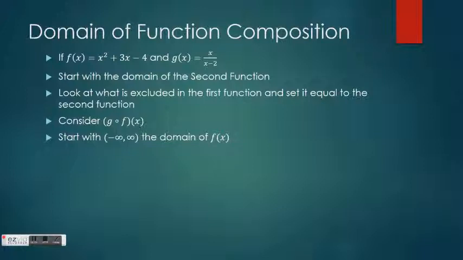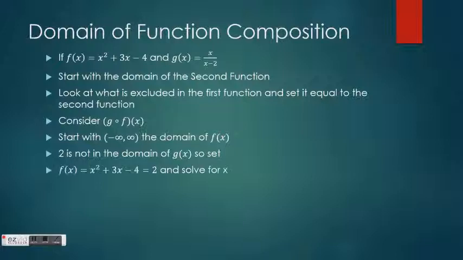So we look at our second function, which is f, and start with the domain of that, which is negative infinity to infinity. Good thing to start with. Now, 2 is not included in our domain for g of x, which is our first function or the outer function. So we need to set 2 equal to our function f of x, which gives us x squared plus 3x minus 4 equals 2. And then we need to solve for x, which, putting it into Desmos using a graphing calculator, or any method, you get x equals negative 4.372 and x equals 1.372.